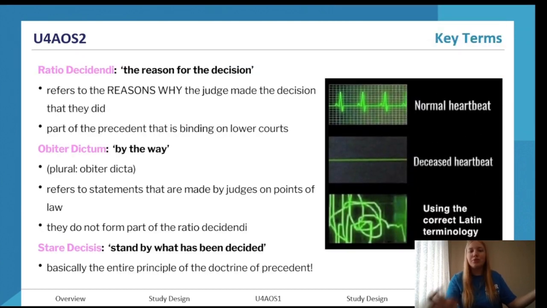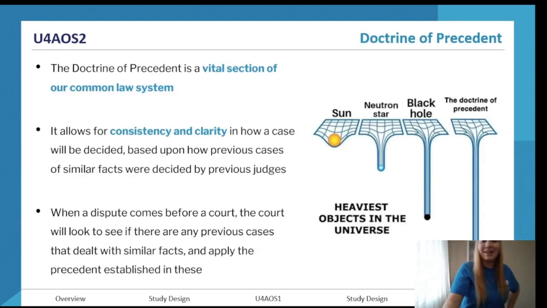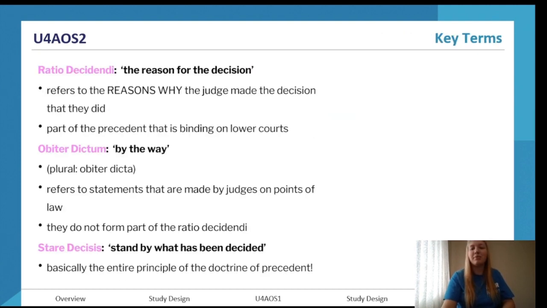So when it comes to the doctrine of precedent, there are key terms that you need to know of. Not just the doctrine of precedent, you need to be able to define that as well, and hopefully it's clear how to define that. It's that principle that cases will be decided in a consistent and similar way, based on previous decisions in previous cases by previous judges.